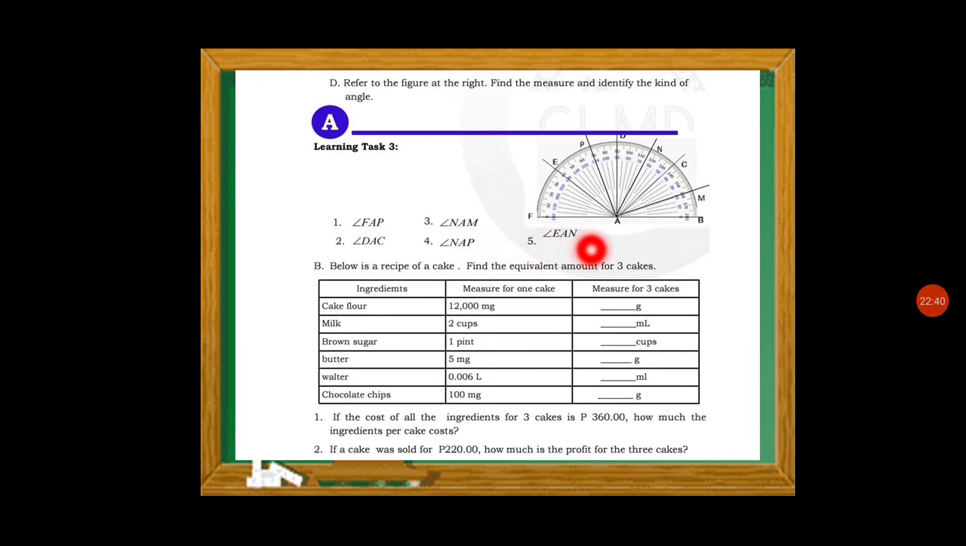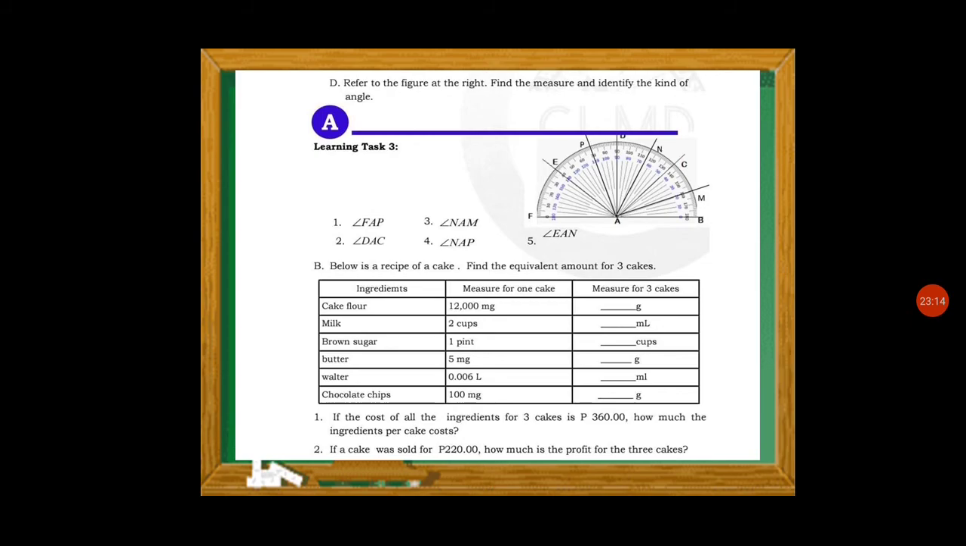For number 5 is EAN. Let's just count, because that might look like a right angle, but I don't know if it is. All you have to do is to count. So since this is 40 and this is 115, then subtract 115 and 40, and that is the measurement of the angle.